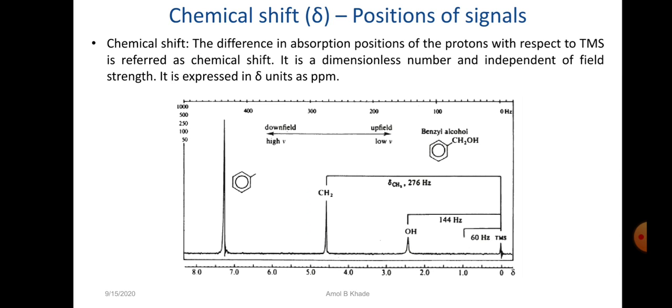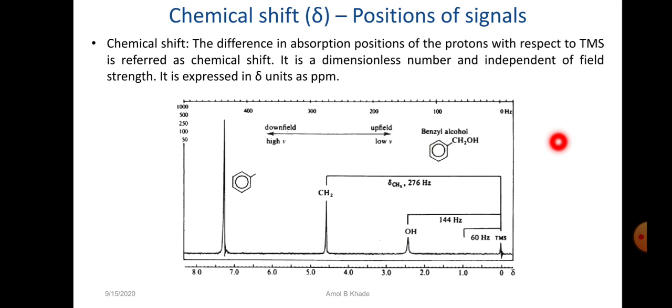Now next concept is the chemical shift. Chemical shift is expressed in delta units as ppm. Chemical shift is nothing but the position of signals. The difference between the absorption position of protons with respect to our internal standard TMS is referred to as chemical shift. So this is basically a dimensionless number, and it is independent of field strength. So whatever field strength you are taking, whether it is 400 megahertz or 600 megahertz, this delta value remains the same.